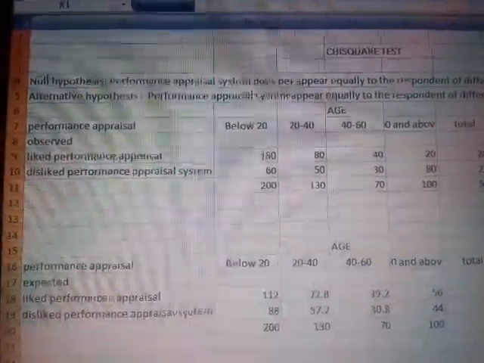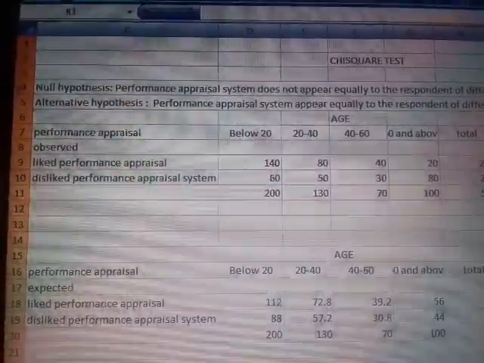Hi everybody. In this video section we are going to see the chi-square test.